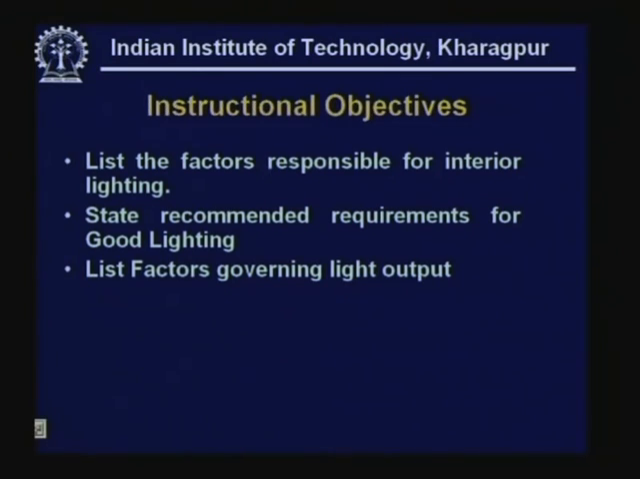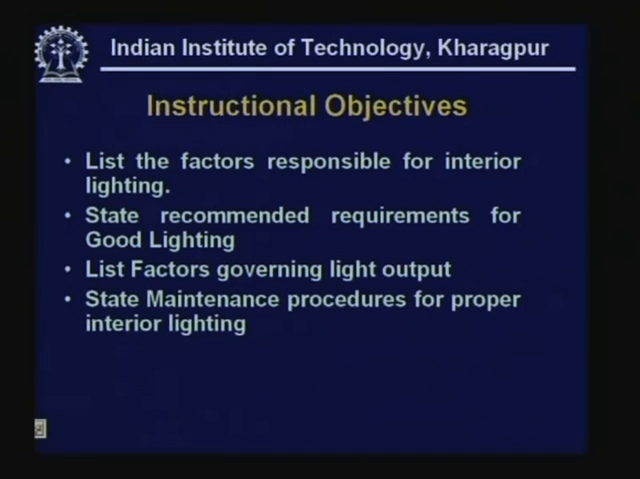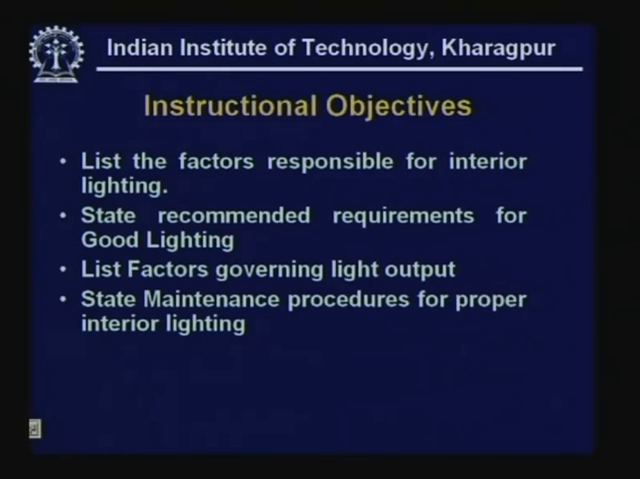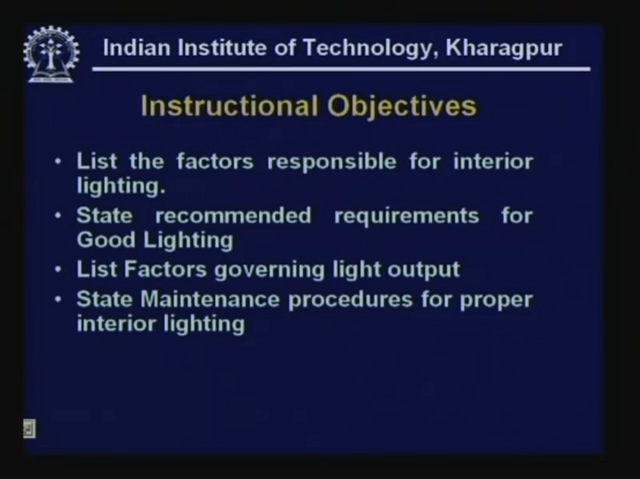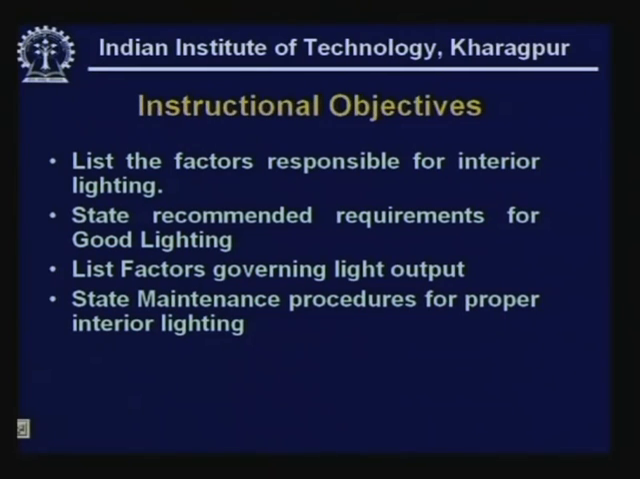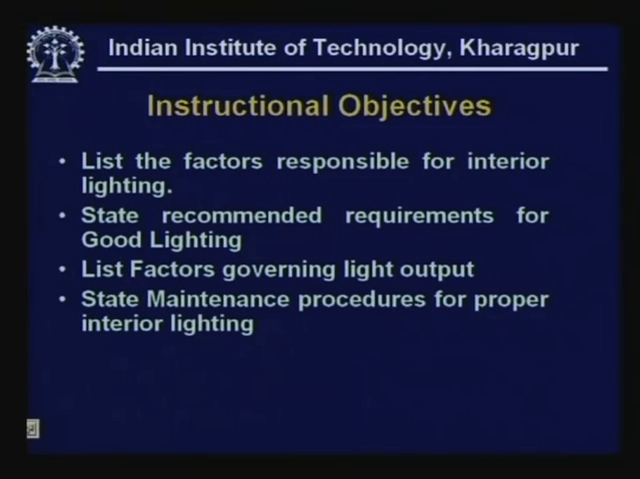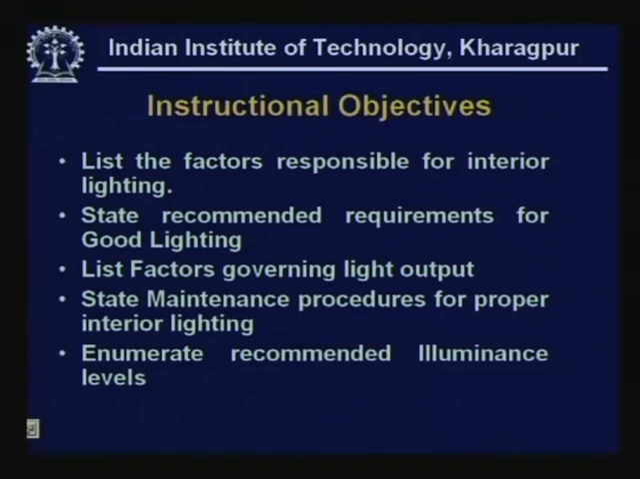4, state the maintenance procedures for proper interior lighting. Needless to mention that any system which may be used for the benefit of humanity needs certain maintenance procedure. So, this objective essentially looks at understanding the maintenance procedures that are necessary for proper interior lighting, and lastly enumerate recommended illuminance levels.